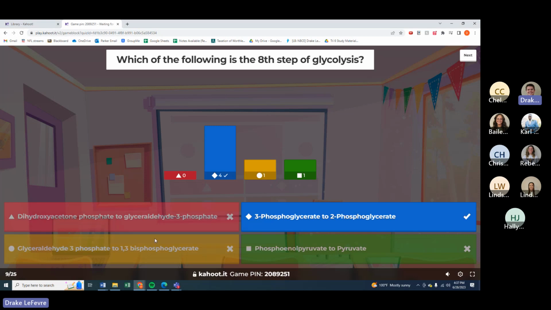The glyceraldehyde 3-phosphate, but we have that here twice: dihydroxyacetone phosphate to glyceraldehyde 3-phosphate, and glyceraldehyde 3-phosphate to 1,3-bisphosphoglycerate. So if we can recall that glycolysis is split up into 2 different phases, can anybody recall the names of those 2 phases?